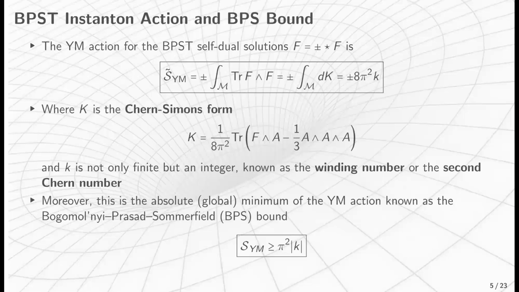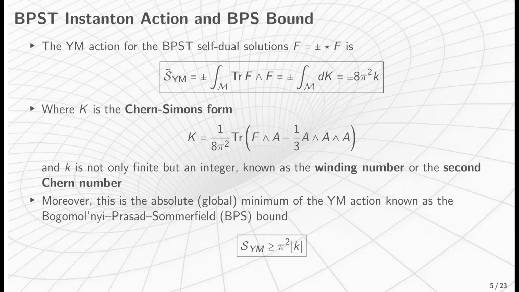space. And then you will find out that for some well-behaved connections, I don't want to go into the details of what that means, this integral turns out to be 8 pi squared times k, where k is some integer number, which is usually called the winding number or instanton number, or sometimes in mathematics, the second Chern number.